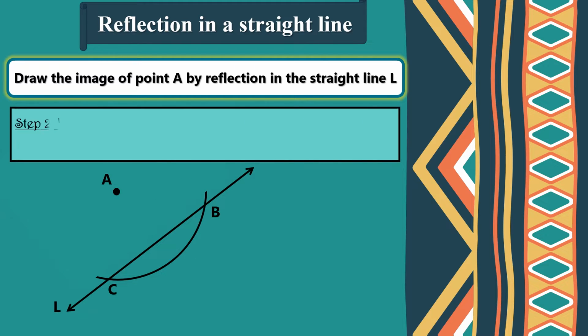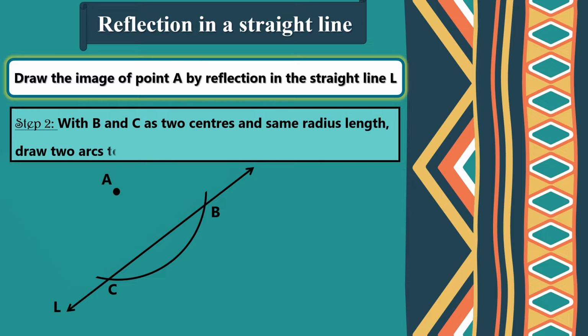Step number 2, with B and C as two centers and the same radius length, draw two arcs that intersect at A dash. I opened the compass, from point B I make an arc, and from point C I make an arc with the same radius, and we call the intersection point A dash. Connect these two points, A and A dash, with a line segment.